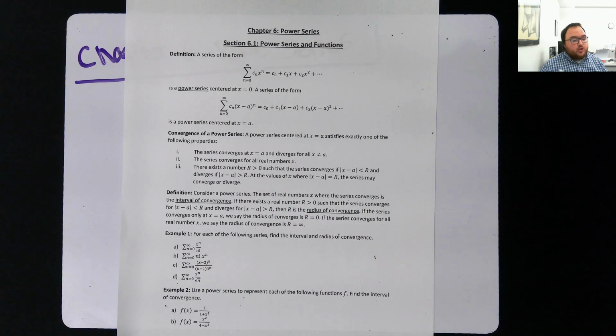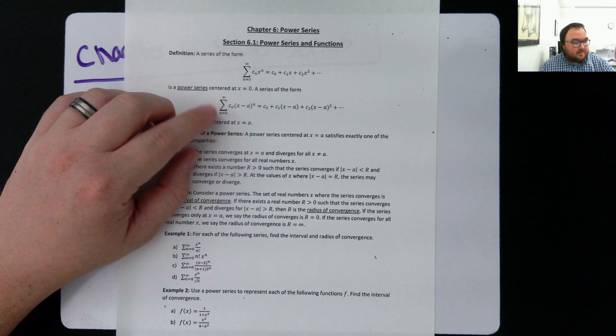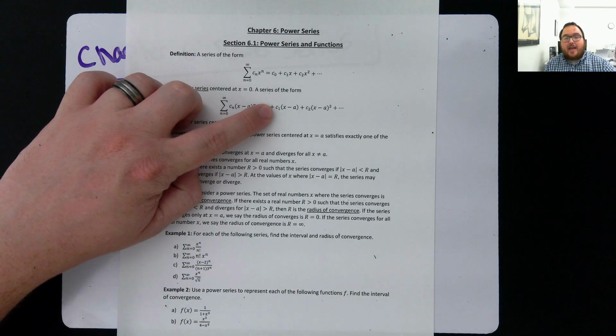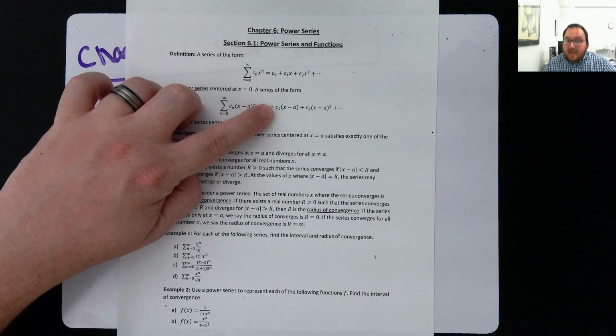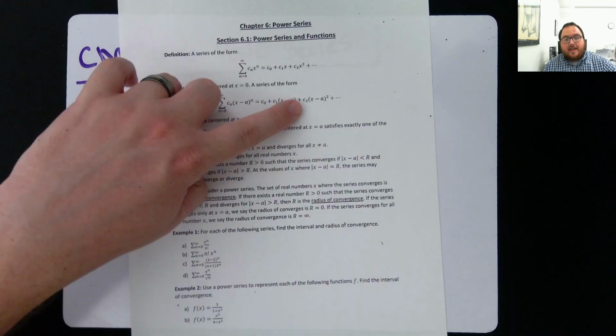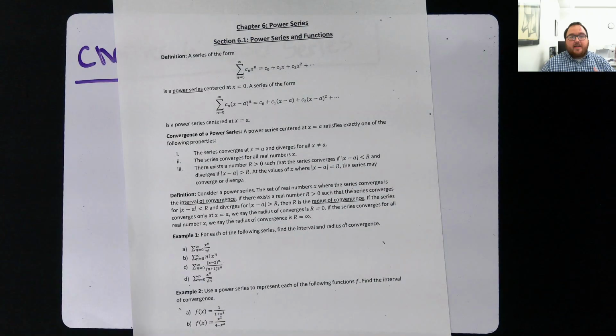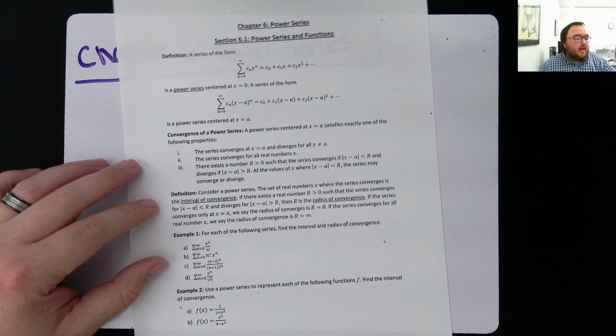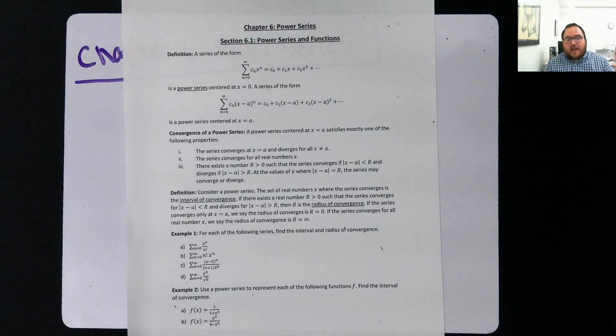And then a series of the form, the sum of Cn (x minus a)^n. Again, plug in a 0, you get C0. Plug in a 1, you get C1 times (x minus a). Plug in a 2, you get C2 (x minus a) squared. Plug in a 3, you get C3 (x minus a) to the third. Plug in a 4, C4 (x minus a) to the fourth. On and on and on. Is a power series centered at x is equal to a.